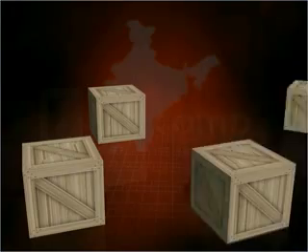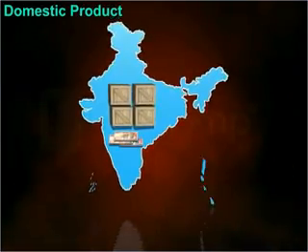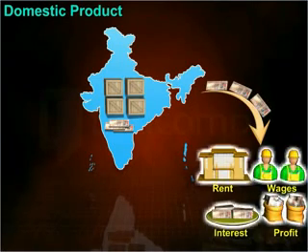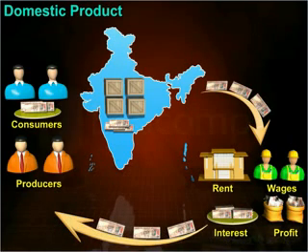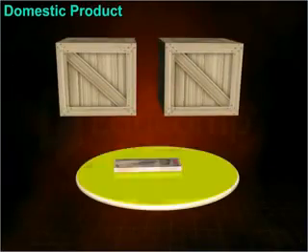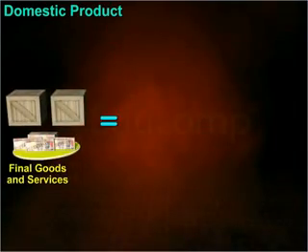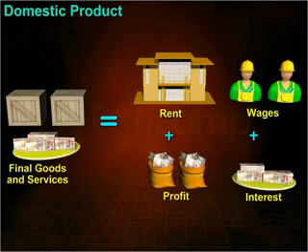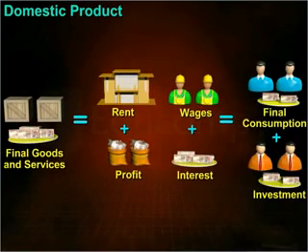The final goods and services produced within the domestic territory of a country constitute the domestic product, and the money value of the same generates the income. This income is finally spent either on consumption or investment. This makes it quite clear that the money value of final goods and services is always equal to the sum total of all the factor incomes generated, which in turn equals the final expenditure incurred.